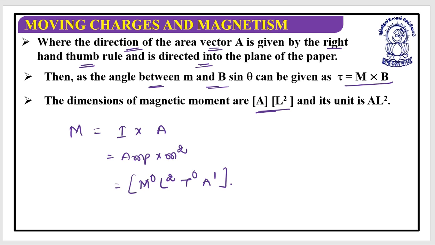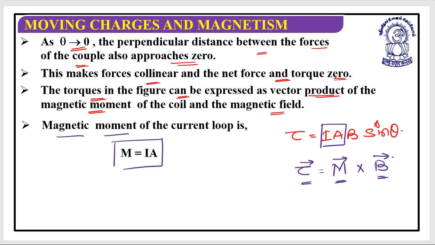So this could be written as A into L square, and its unit is ampere into meter square. I hope this is clear. So please note down this thing, magnetic moment. This could be written as M equals I into A, and vectorially it can be written as M equals I into A. The direction of this can be given by the right hand thumb rule. Is it clear? Yes, it is a vector quantity, that you understand by the arrow itself. I hope this is clear.